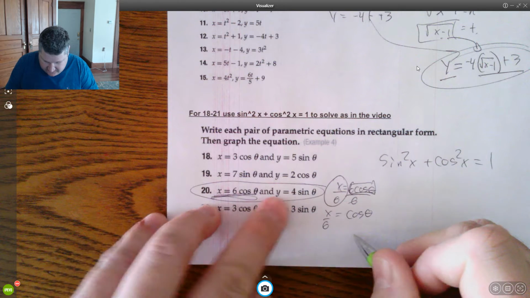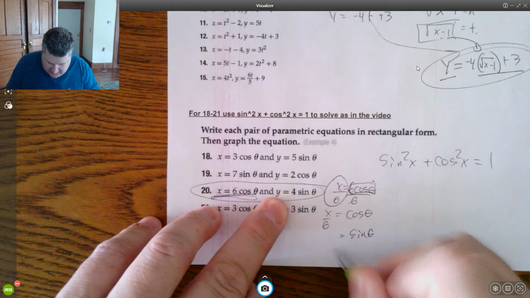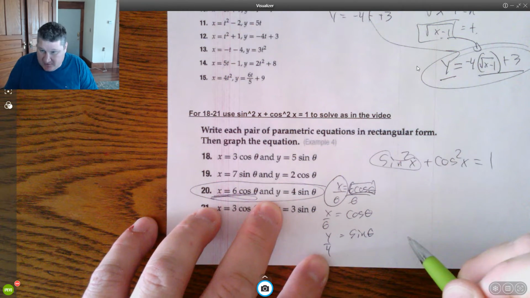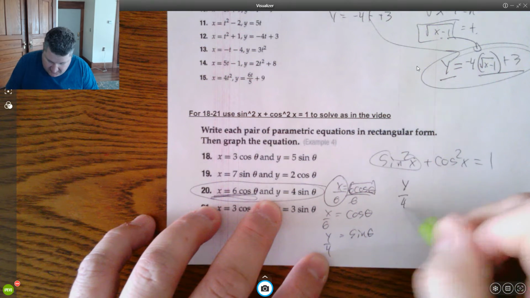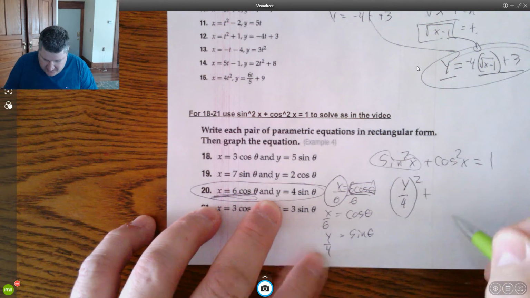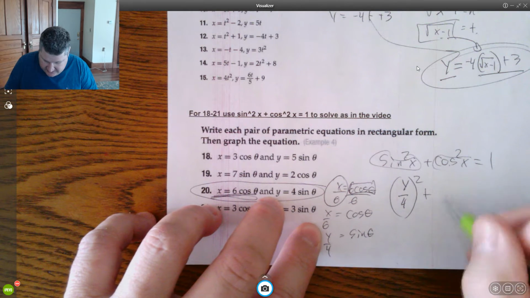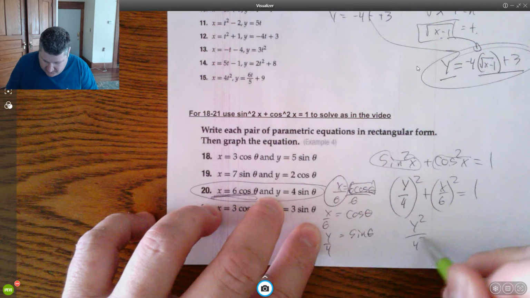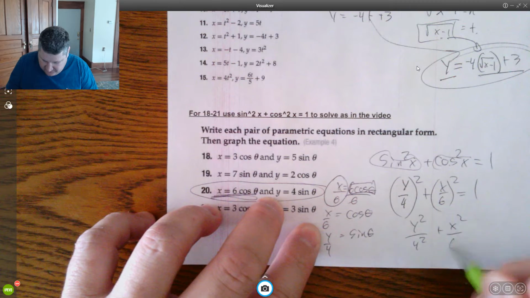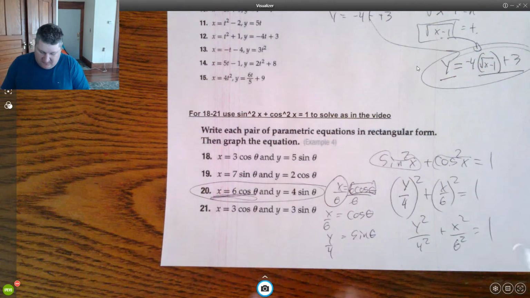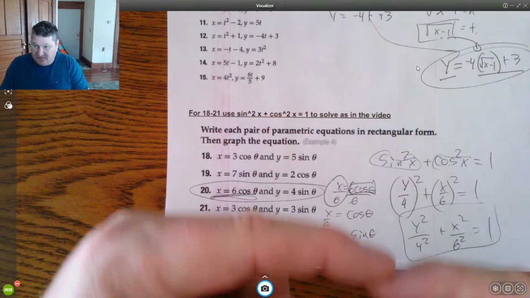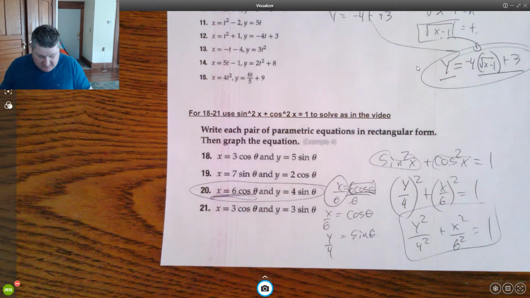Well, that means if I do the same thing with sine, sine of theta equals y over 4. So now everywhere I see sine, I plug in y over 4. But because sine is squared, square both. And here for cosine, you get x over 6, and square that. So you get y squared over 4 squared plus x squared over 6 squared. And it shouldn't be rocket science. At this point, we know that is an ellipse with the center at 0, 0, goes 6 in each direction. It goes 4 in each direction in the y, and we can put all those pieces there.